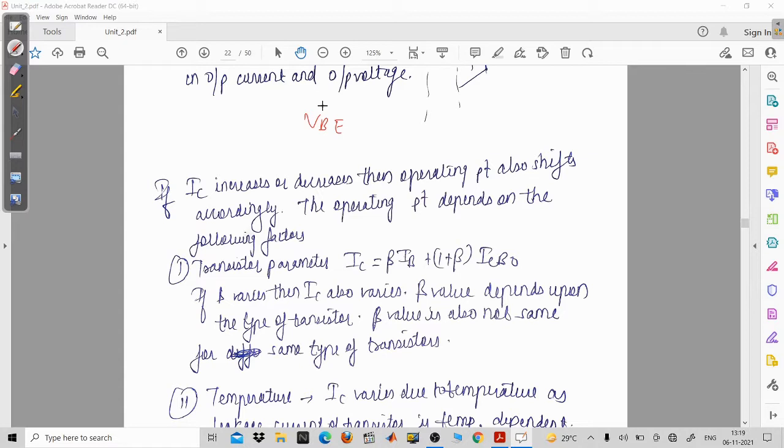As you know, for faithful amplification, you will have to keep your operating point continuously at the middle of the DC load line, because our main aim is to amplify the AC input signal which you are applying at the base of the transistor in the common emitter configuration. So in that case, there is a high requirement of stabilization.